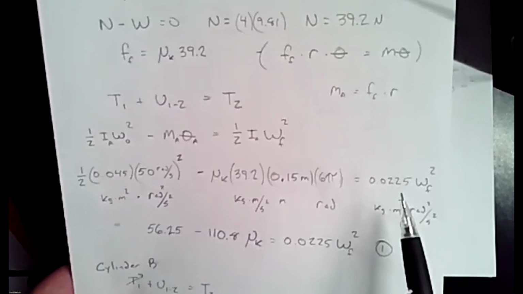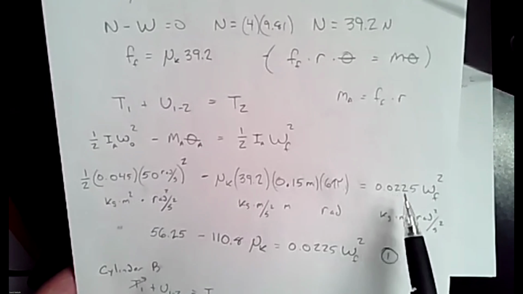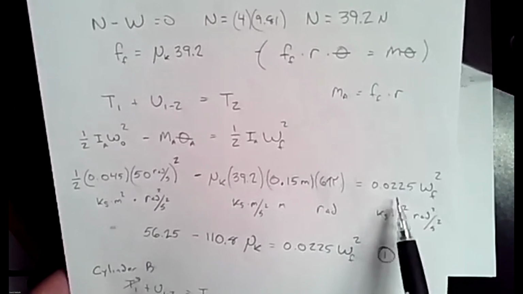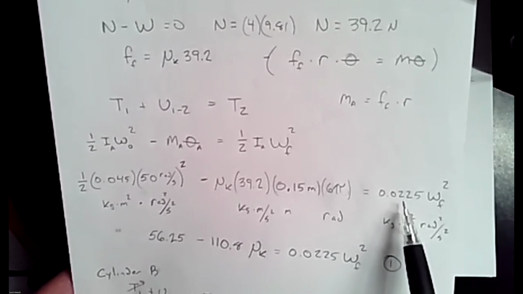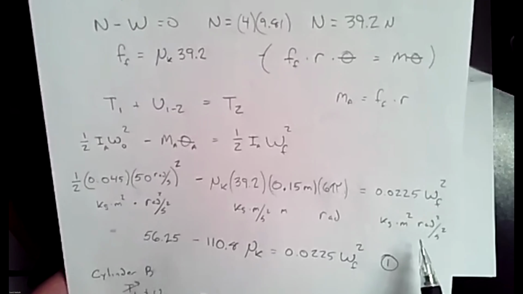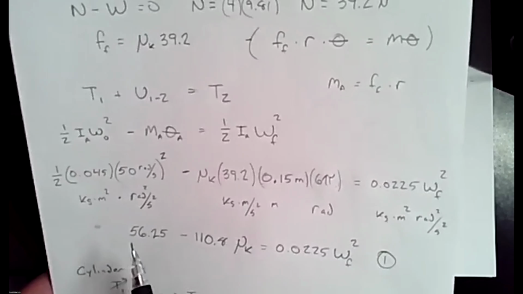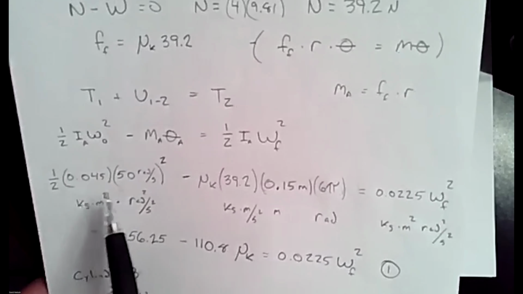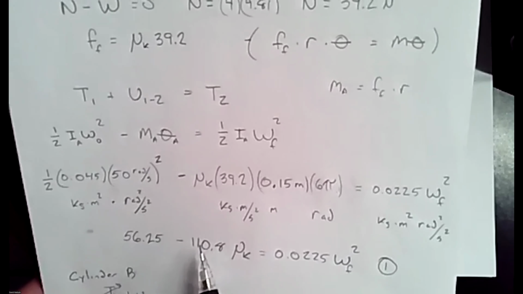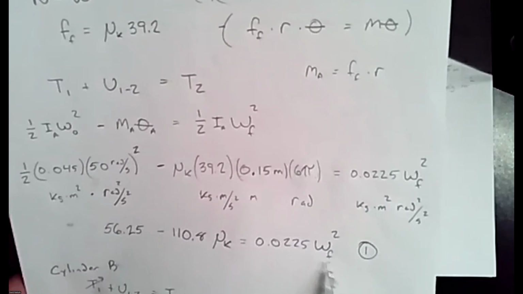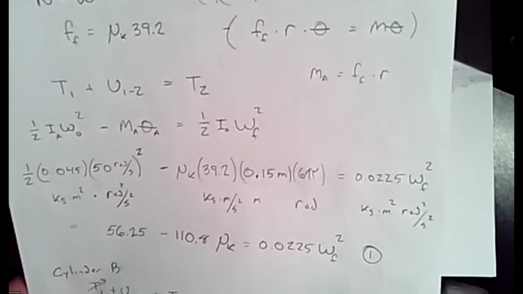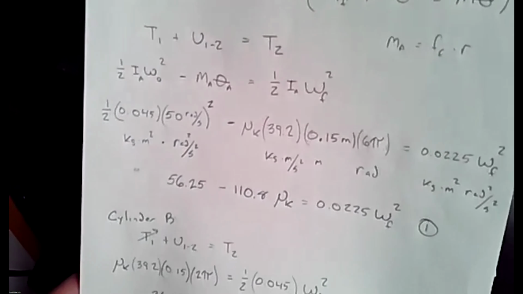And then on the other side, that's just going to equal 1/2 I_A omega final squared, which is just half of the moment of inertia. Okay, so we end up with one equation: 56.25, which is what this is, minus 110.8 mu k equals that. So that's our first equation. Now we're going to do the same thing with cylinder B.